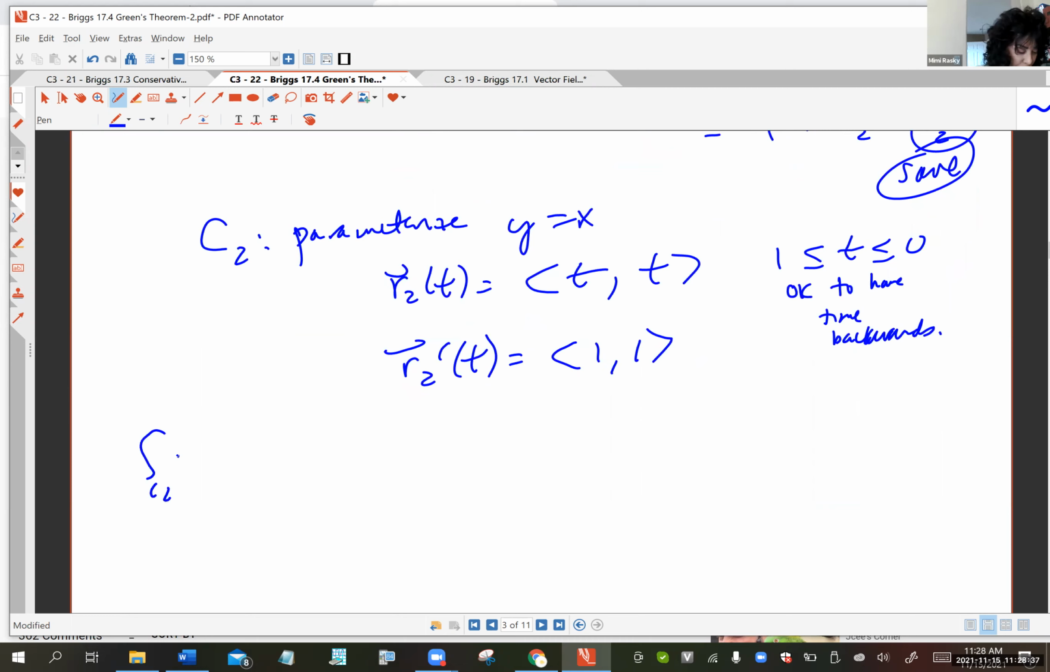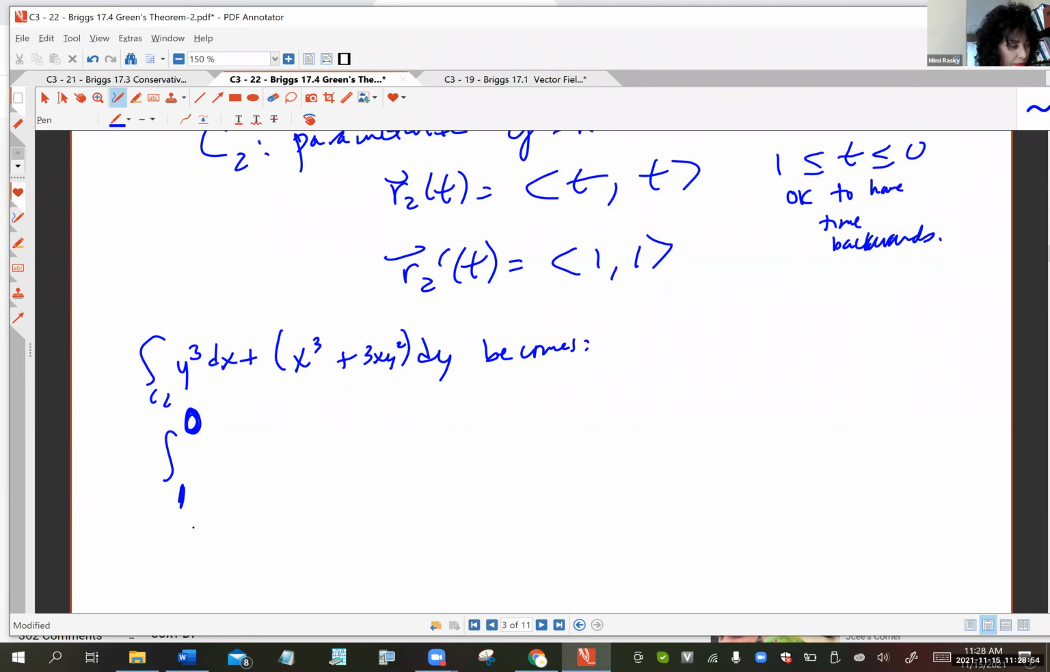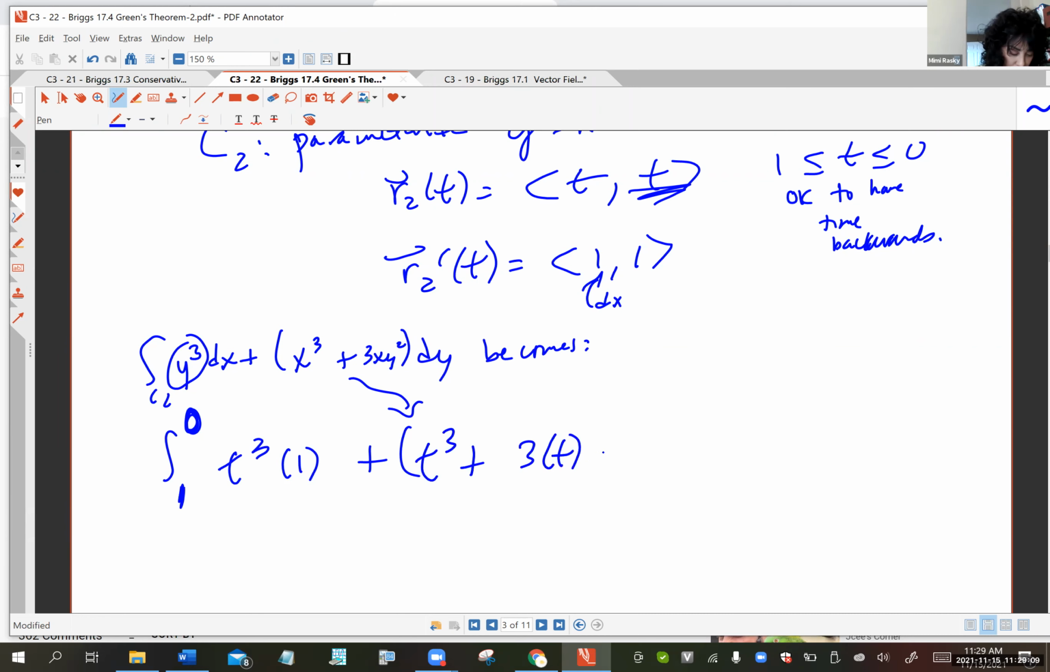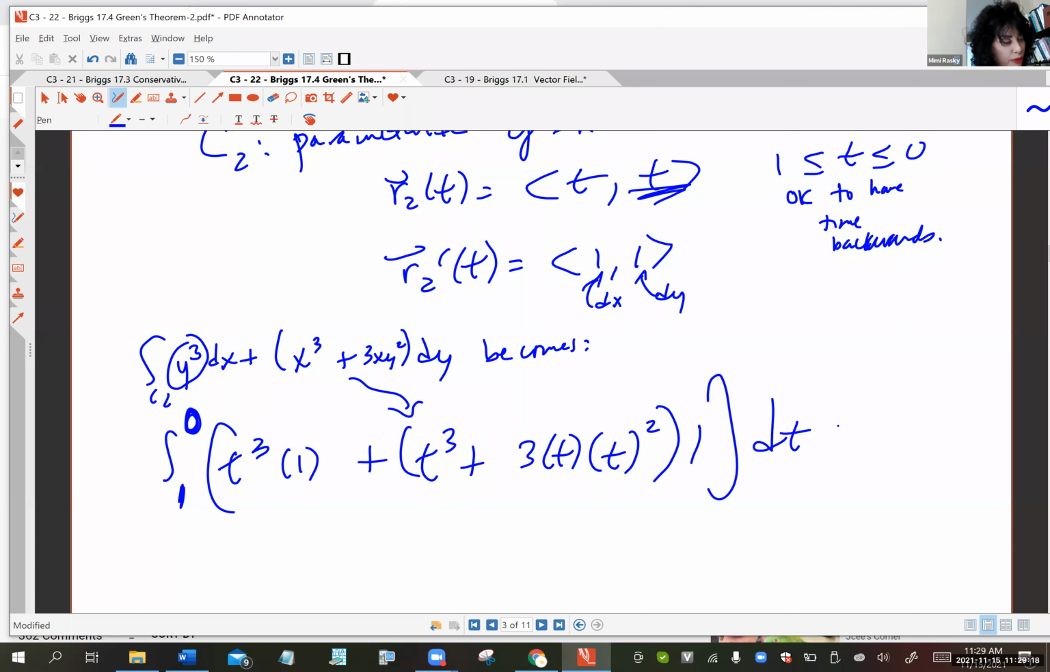And so this C2 y cubed dx plus x cubed plus 3xy squared dy becomes the integral going from not 0 to 1. We're going to go backwards. Remember, 1 to 0. That's right. And then you're going to go y cubed. Well, y is equal to t, so I'll go t cubed, and then the 1 is dx, plus, and now I've got x cubed, that's t cubed, plus 3xy squared, and then the dy is just a 1 also, and then this is going to be integrated with respect to time.